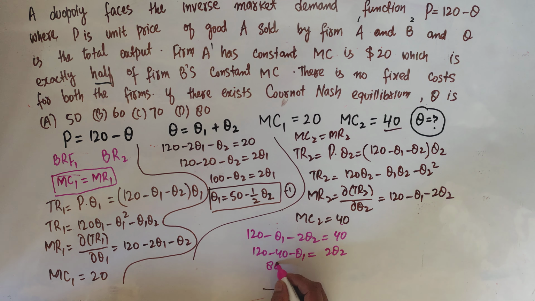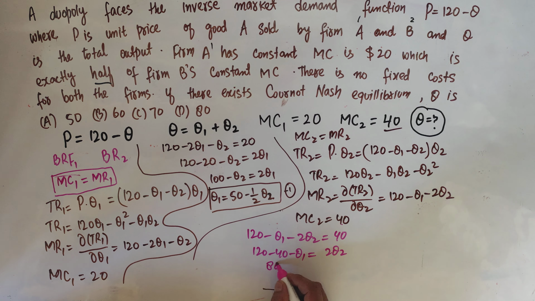Let us plug the value of equation 1 into equation 2. That gives us Q2 will be equal to 40 minus 1 upon 2 times the value of Q1, which is 50 minus 1 upon 2 Q2. So simply I am plugging the value of Q1 from equation 1 into Q2. Solving again, Q2 will be equal to 40 minus 1 upon 2 of 50, which is 25. Minus into minus is plus, we get 1 upon 4 Q2. We need to solve for Q2.